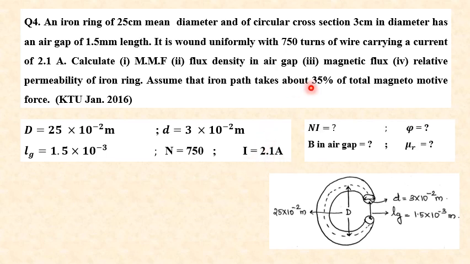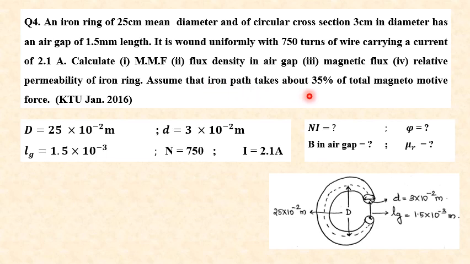In the question we are asked to find total MMF, that is Ni, as well as flux density in the air gap, that is B. Then total magnetic flux, that is phi. Then relative permeability of the iron ring, that is mu r. So these are the parameters that we have to find.